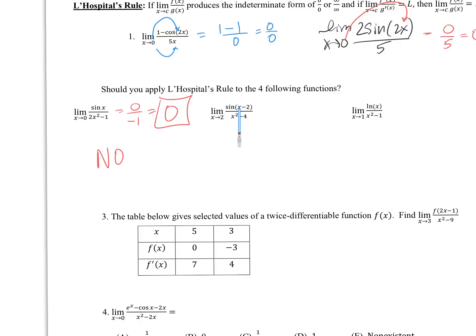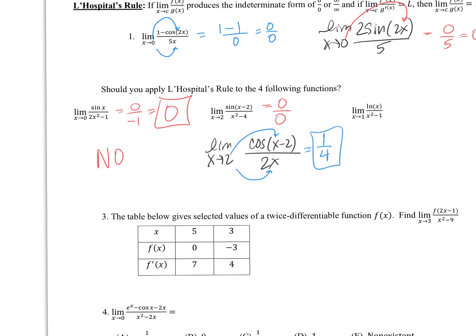Sine of 0 is 0 over 0. This one would be, yes, I've got to do L'Hopital's. Let's do it. What's the derivative of the top? Cosine of x minus 2. We left the inner. What's the derivative of that inner? 1. So I'm good. I don't need to worry about that. Over derivative of the bottom. 2x. What happens when I go plug in my 2 now? Done. We love Lopi. I call him Lopi, like we're pals.